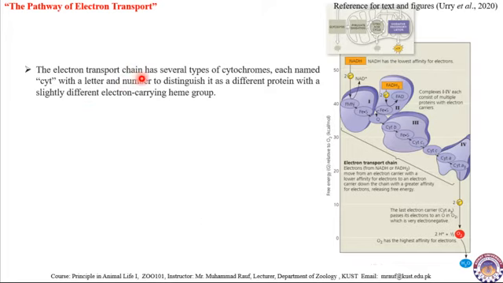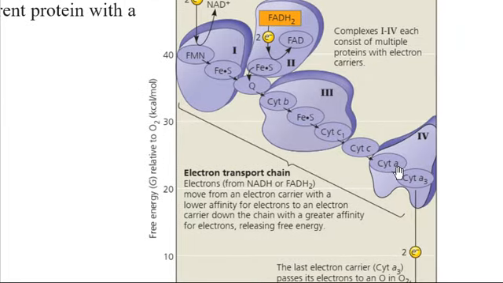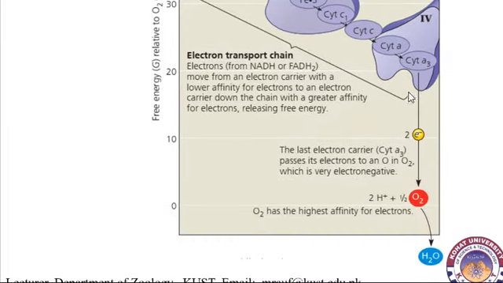The electron transport chain has several types of cytochromes, each named CYT with a letter and number to distinguish it as a different protein with a slightly different electron carrying heme group. So you can see here cytochrome B, and then you have cytochrome C1, cytochrome C, then you have cytochrome A, cytochrome A3, and finally the electrons are accepted by oxygen, and at the same time oxygen binds with two hydrogen ions and forms water.